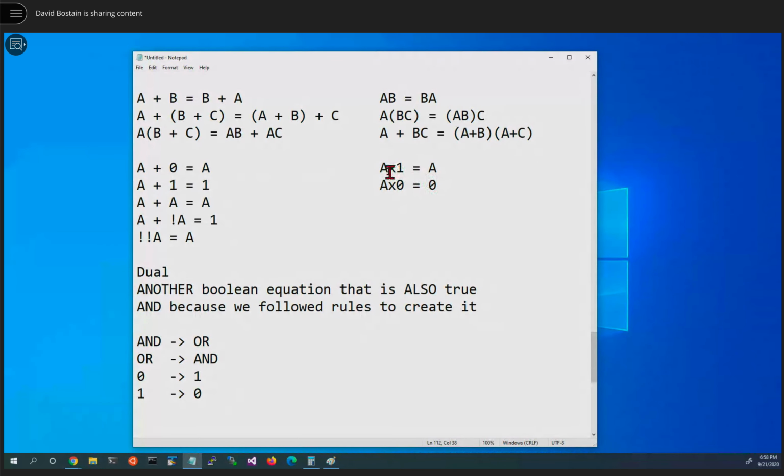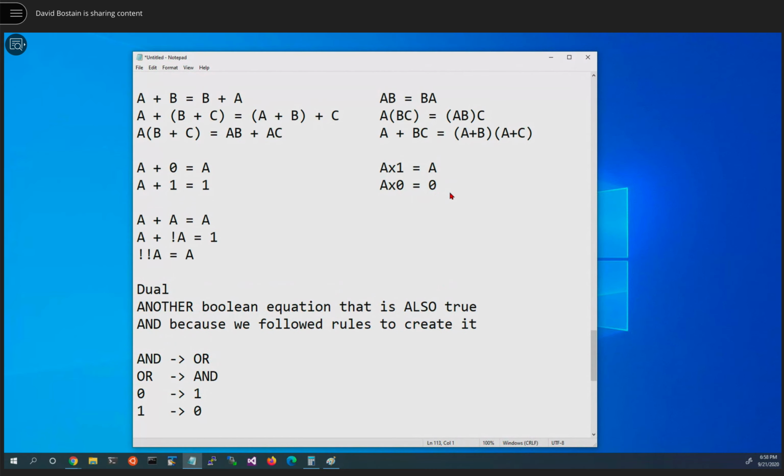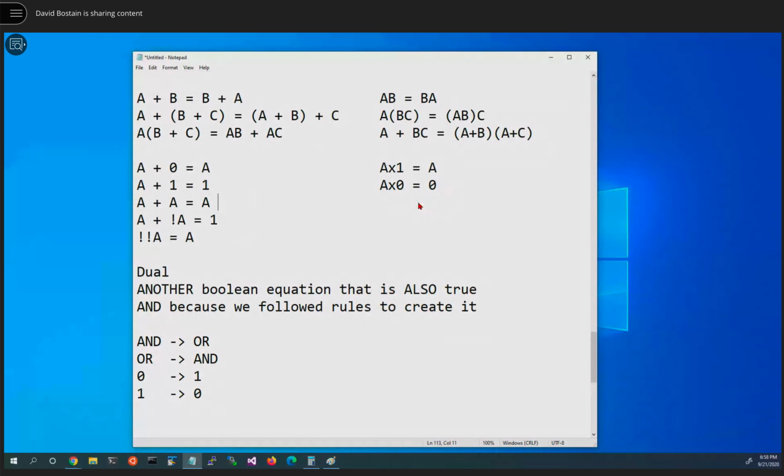So of course, A ANDed with something that's already true is only true when A is true. This can never be true because it has a 0 in it. So it's always false. The next guy here, A ANDed with A would be A, right? It's going to be either both the ones or both zeros.